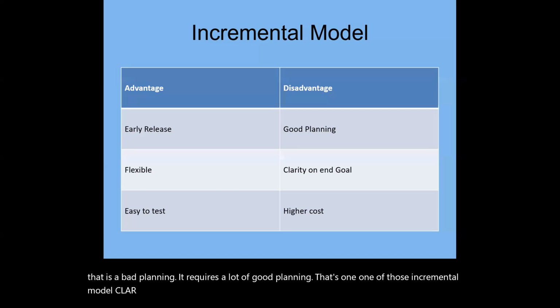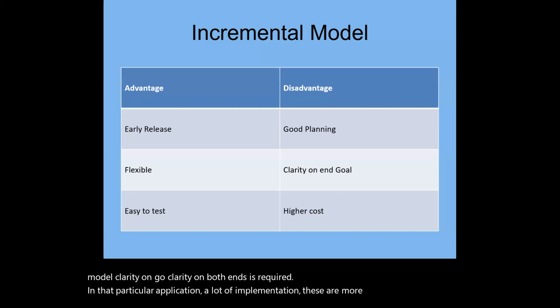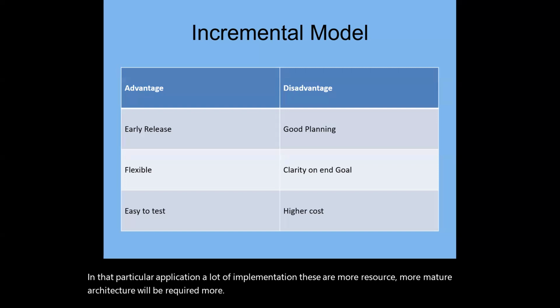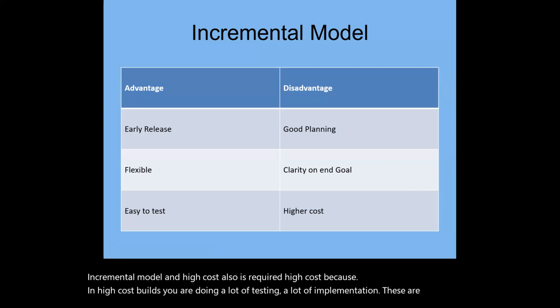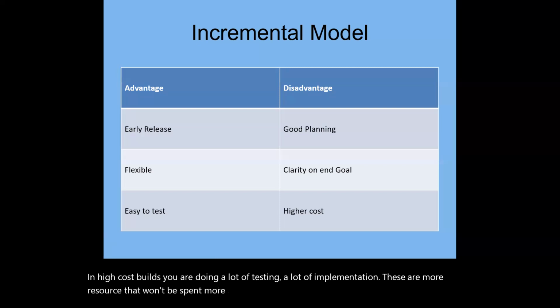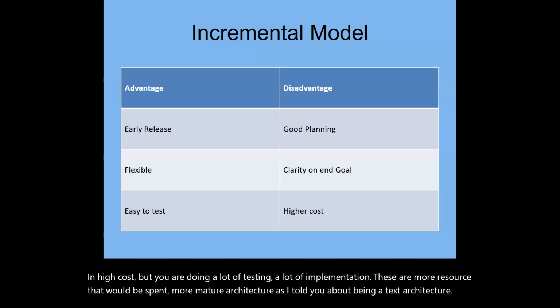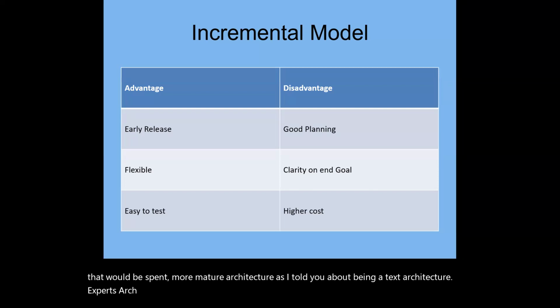Clarity on both ends is required in that particular application. A lot of implementation, more resources, more mature architecture, and more business people will be required in the incremental model. High cost also is required, because in high cost builds you are doing a lot of testing and a lot of implementation. These are more resources that are going to be spent, and more mature architecture. As I told you about architects, architectural experts are highly paid.